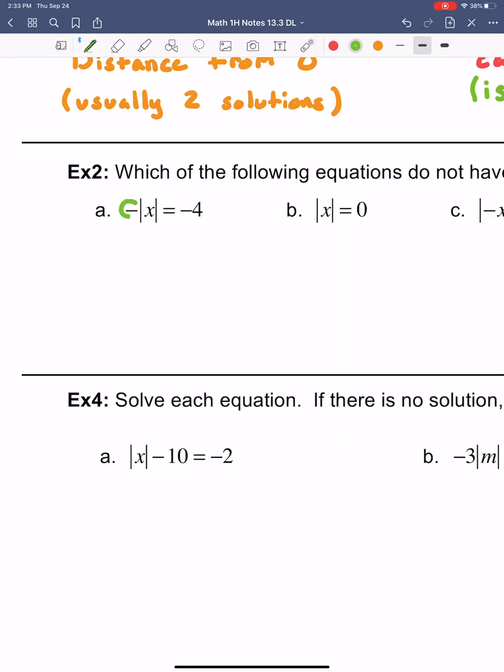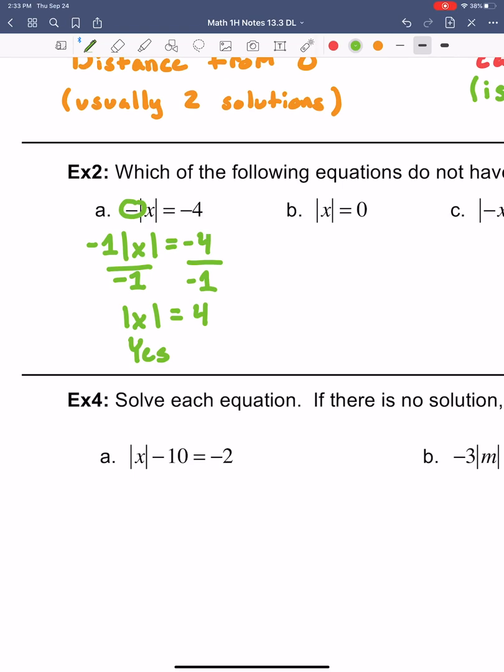So notice we've got a negative sign on the outside here. We have to get rid of that negative sign before we can determine if there is a solution or not. So this is really saying -1 times the absolute value of x equals -4. To get rid of this -1, I'm going to divide by -1. And so then I'm going to end up with the absolute value of x equals, well, negative divided by a negative gives me a +4. And now we have the absolute value equals a positive number.